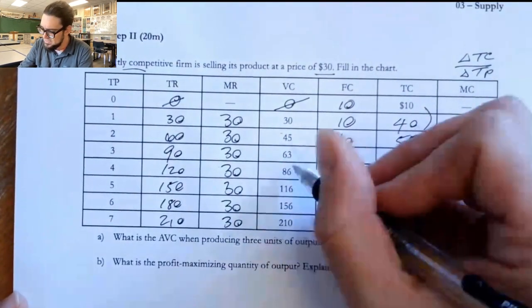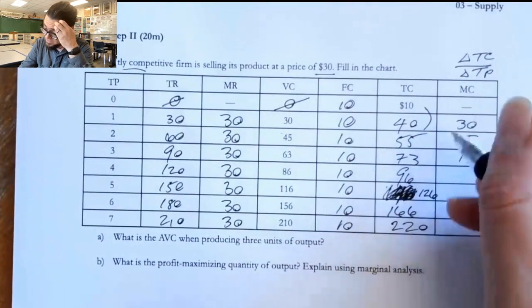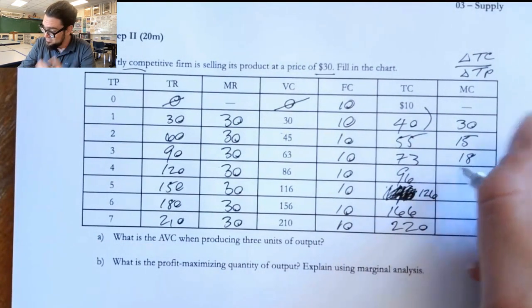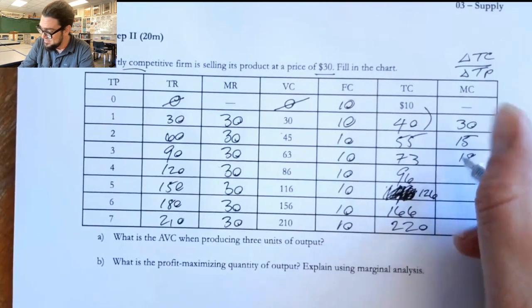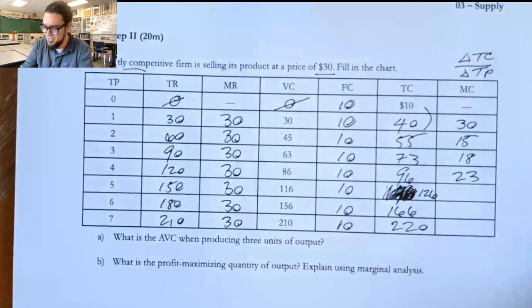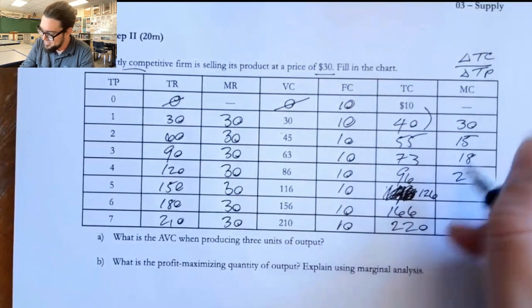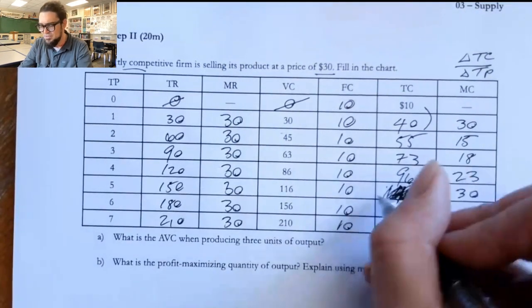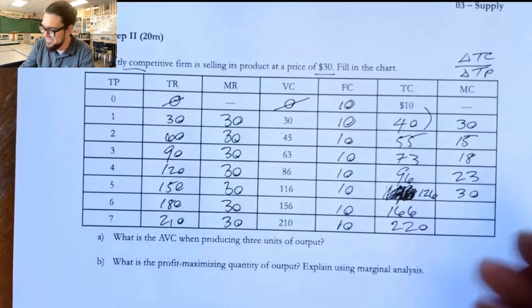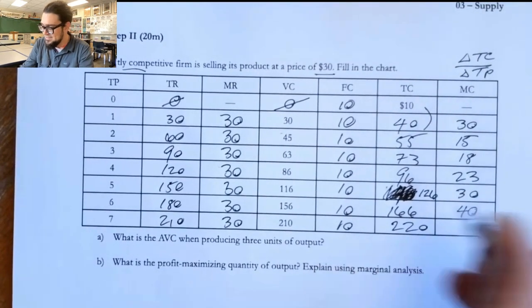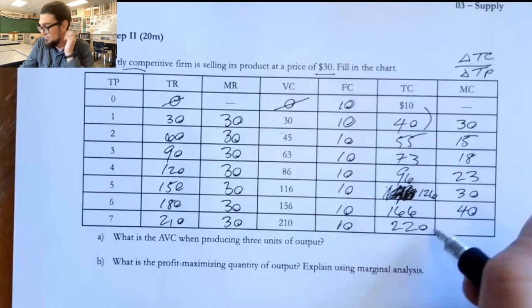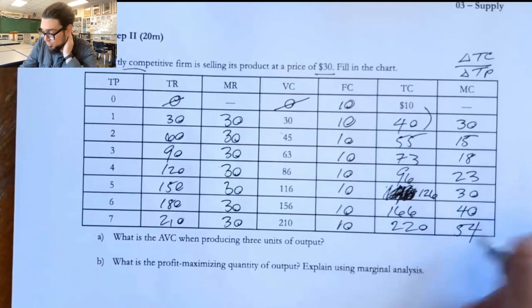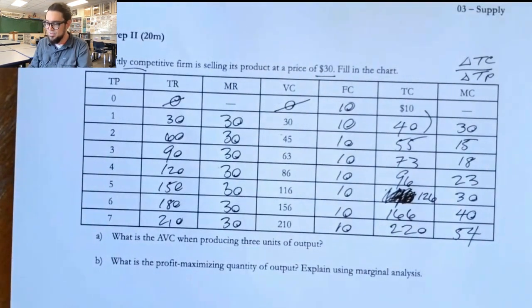Here, this is 23. And then here we've got 30. Then 166 to 126, that's 40. And then last but not least, there's 54 is the end number that we ended up with.